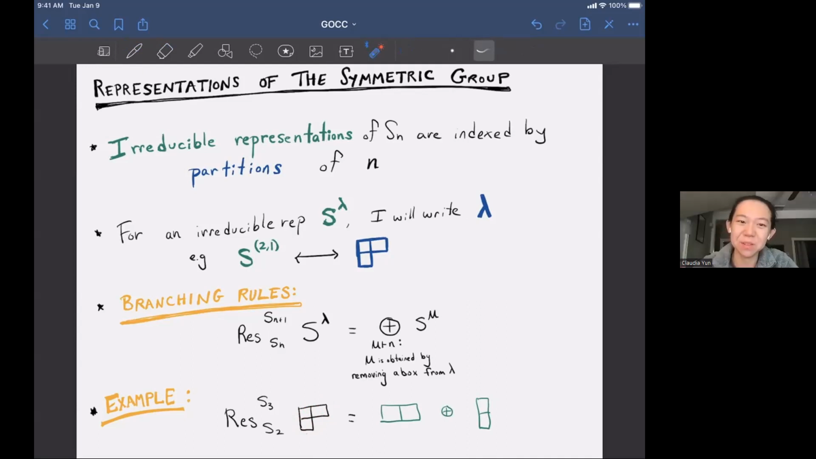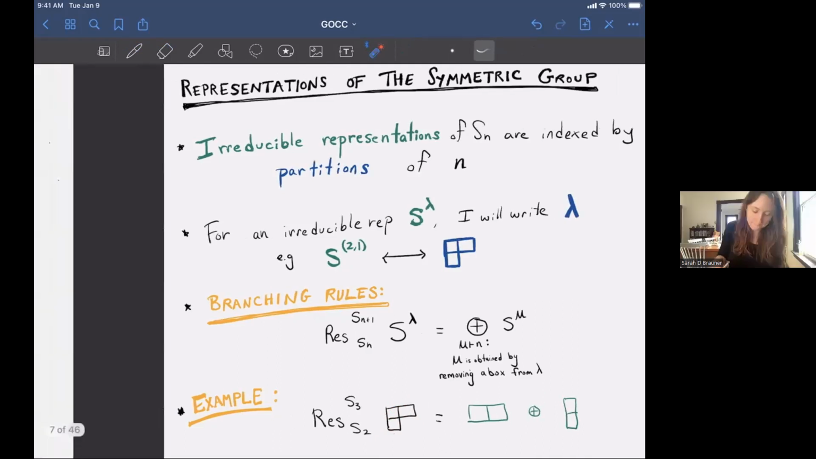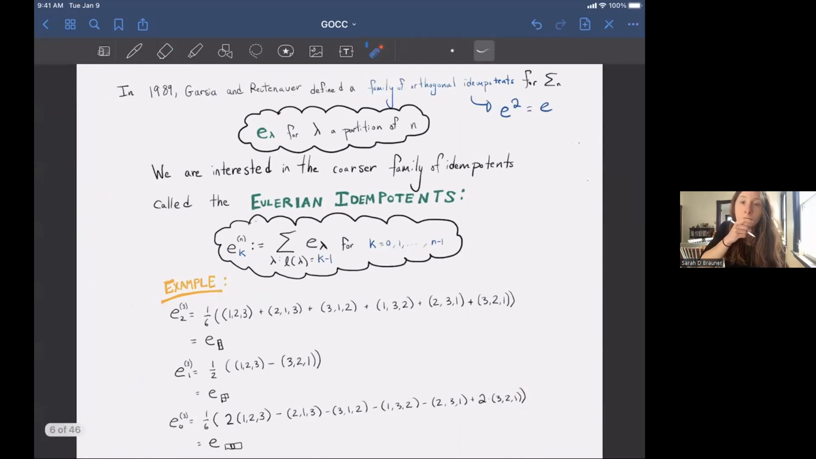Can I ask a question about the previous slide, actually? Yeah. I'm not super familiar with the story. So can you say a little bit more of why we care about these orthogonal idempotents?